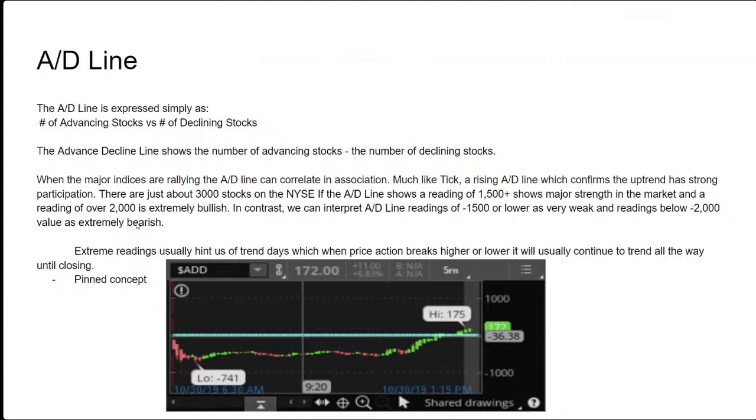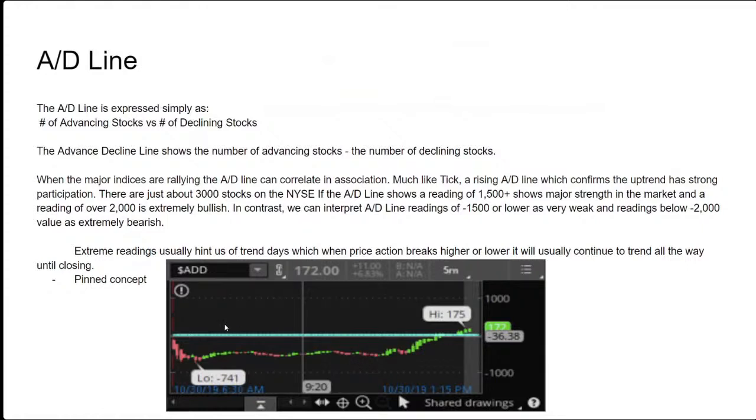Now, like I said before, extreme readings really give us a hint of trend days, which is when price action breaks higher or lower, and as long as advanced decliners stay strong, then it will usually trend up all the way into close, or if it is continuing to stay weak, then we're going to trend down.